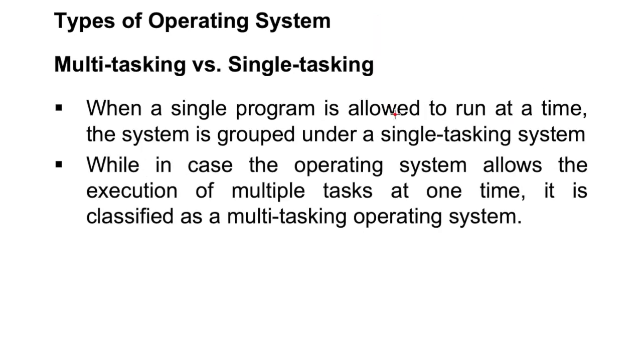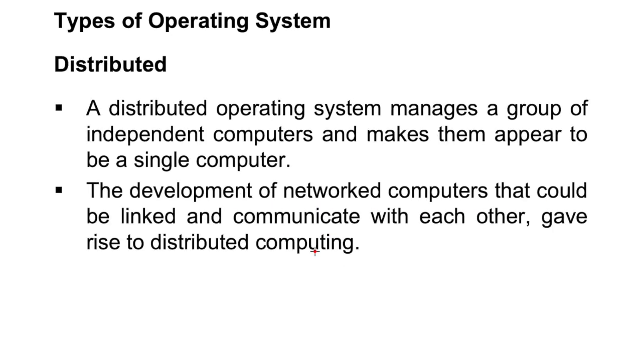When a single program is allowed to run at a time, the system is grouped under single tasking. If a single program is running, then it is a single-tasking system. If there are multiple, then it is multitasking. While an operating system that allows the execution of multiple tasks at one time is classified as a multitasking operating system.